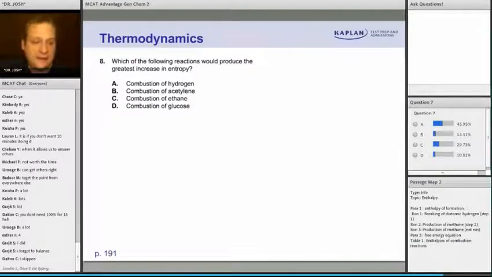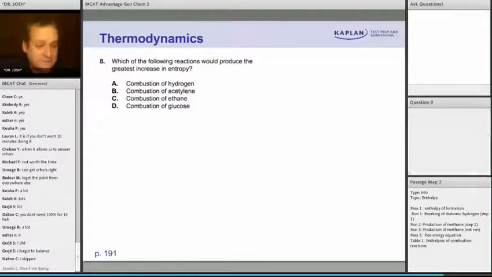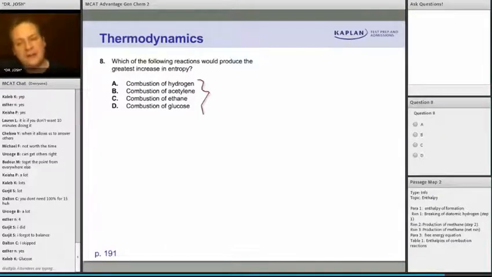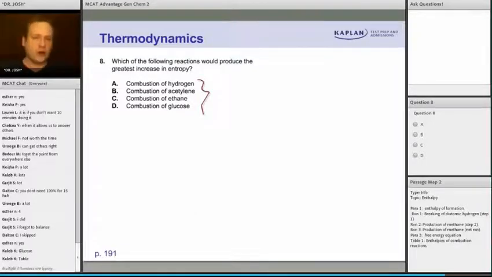Number 8, though, let's face it, number 8 is a much easier question. Which of the following will produce the greatest increase in entropy? And note, everything's combustion. So what should we be paying attention to if we want to find the most disorder of all?